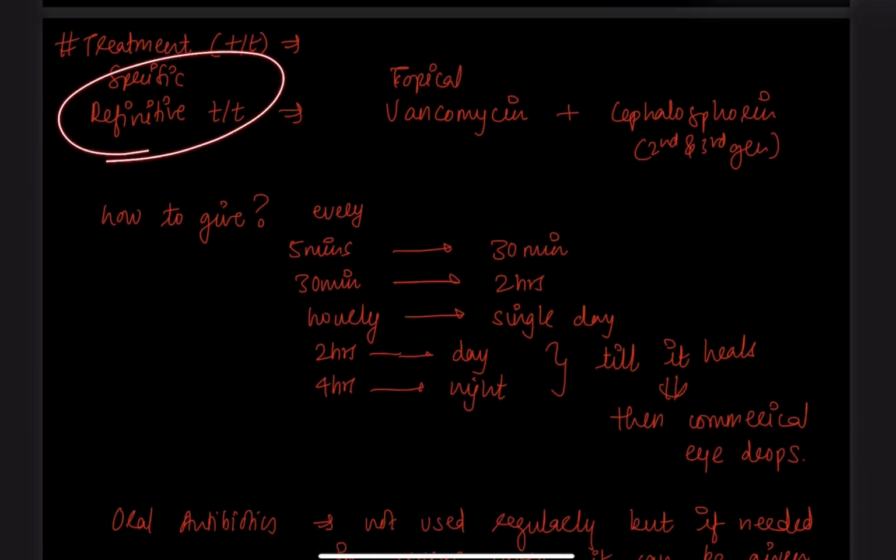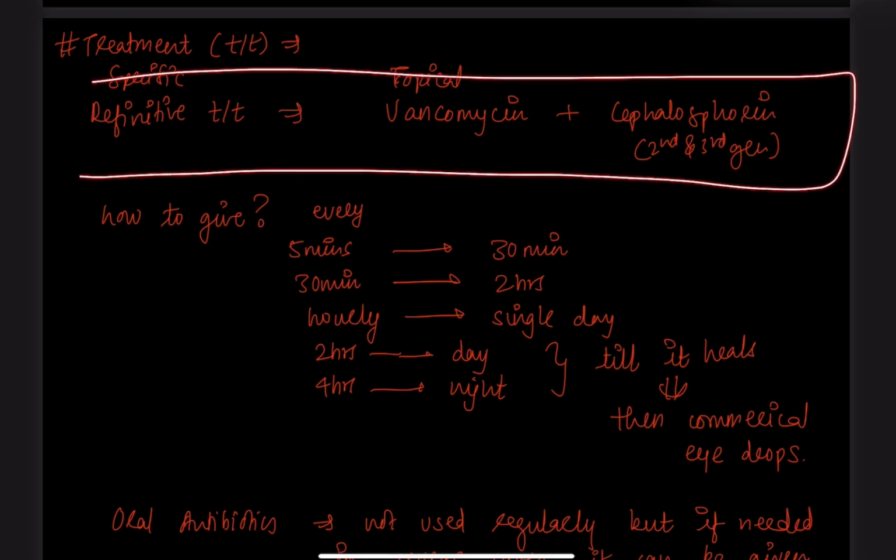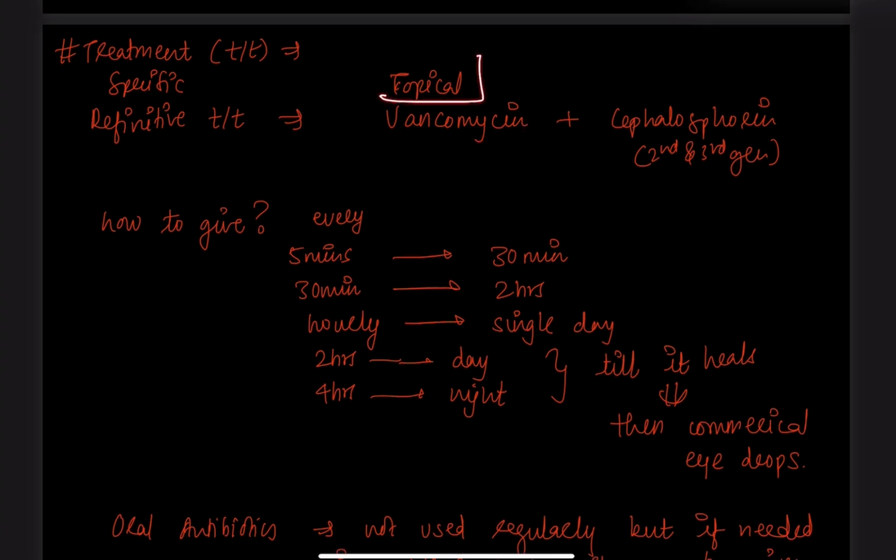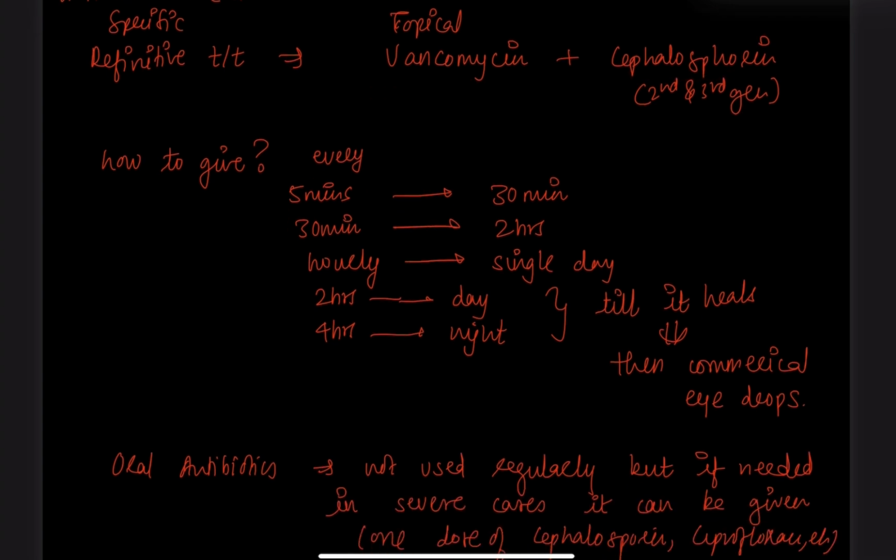Treatment is very specific, so you have to write a definitive treatment. You have to box it and write. It is one of the most important treatments. Vancomycin, topical. You have to give important emphasis on this word topical. That is vancomycin with cephalosporin, which can be second or third generation. So how will you give it? That's the question. First, every 5 minutes for 30 minutes.